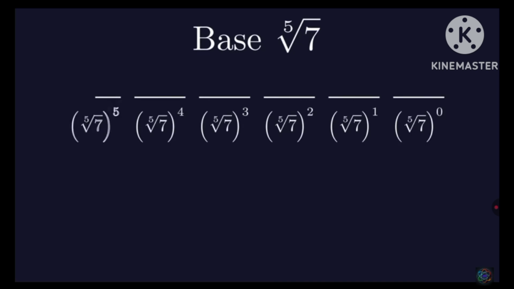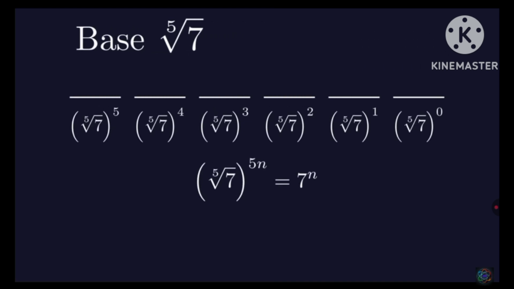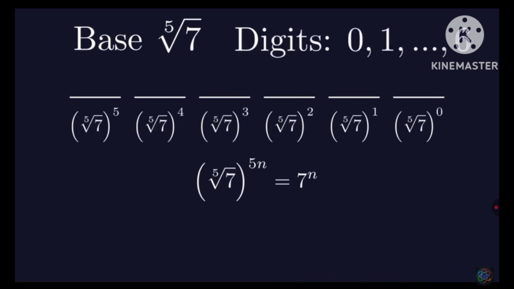With the same logic, we can create number bases of higher roots. For example, the fifth root of 7. Fifth root of 7 to the power of 5 is equal to 7, and generally, the fifth root of 7 to the power of 5n is equal to 7 to the power of n. So in this base we can use the same digits as in base 7.